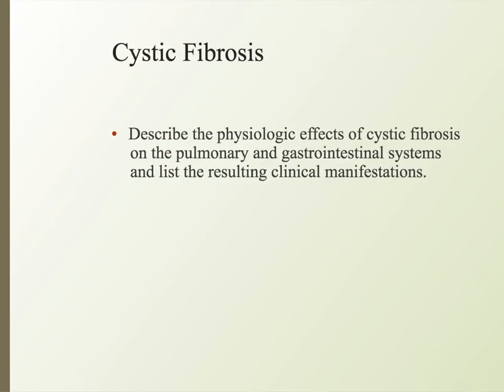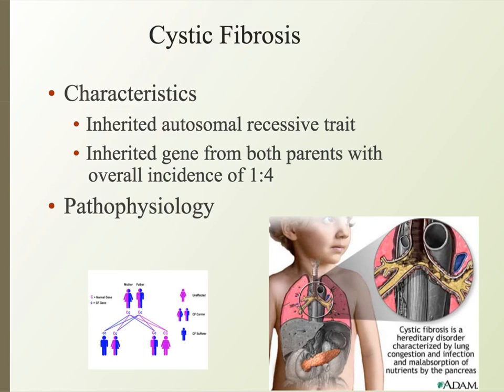Okay, our next topic is cystic fibrosis. And throughout the rest of the PowerPoint, we should be able to describe the physiologic effects of cystic fibrosis on our pulmonary and our GI systems and the resulting clinical manifestations that could occur with these patients. So cystic fibrosis is an inherited autosomal recessive trait. It is an inherited gene from both parents with an overall incidence of 1 in 4.